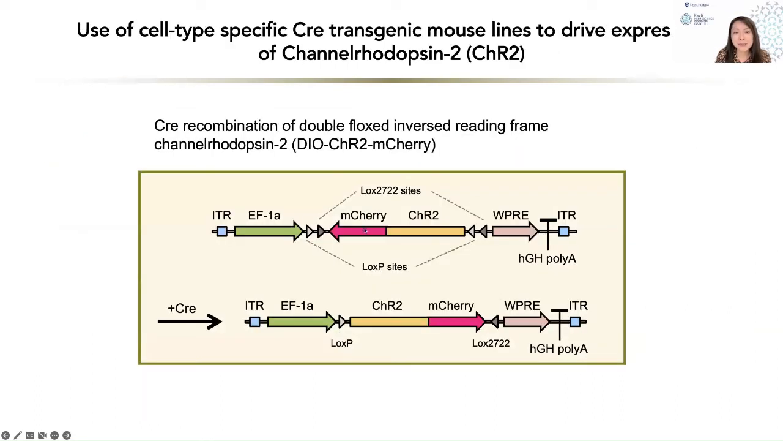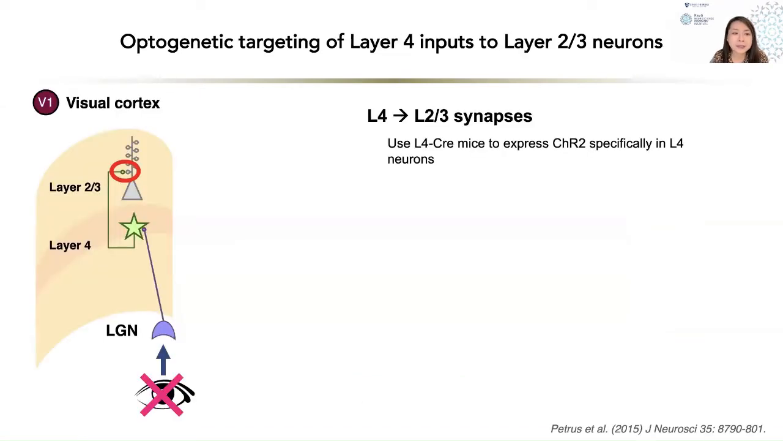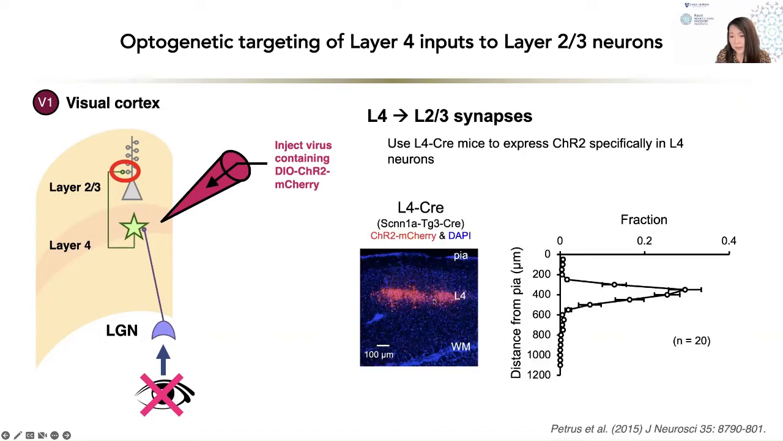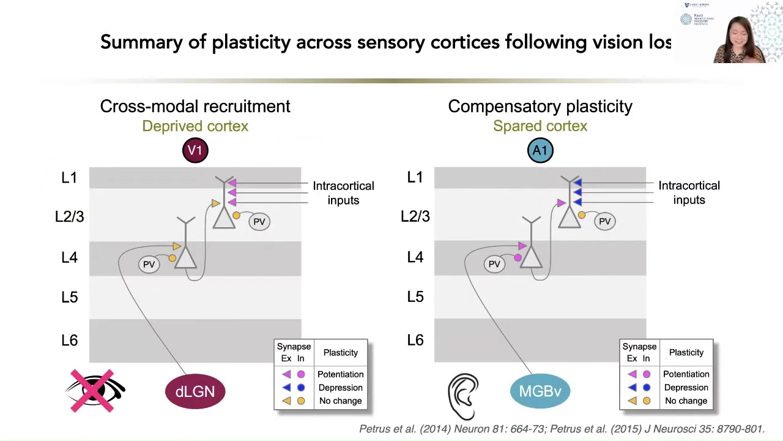So then we decided to use a cell type specific expression system using the Cre transgenic lines to target different synapses. For instance, we used a layer 4 Cre animal to express channelrhodopsin just in layer 4 neurons. This shows you one of those slices. We can see nice expression just in layer 4. And we did some quantification. I'm just going to skip over to the summary graph, because I took out most of the data because I don't want to bore everybody.